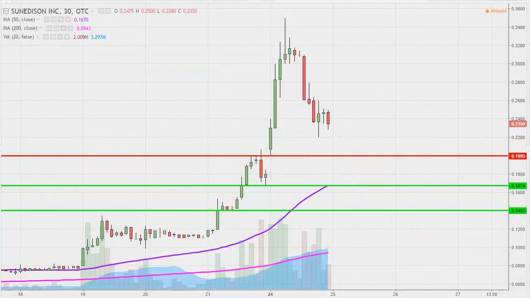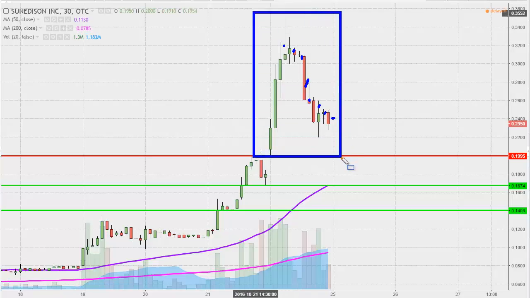Real quick, what do I mean by 30-minute in case maybe you're new to charts? Instead of each one of these candlesticks representing one day's worth of price action, which is what you would normally see, each one represents 30 minutes. So while this may look like a few weeks' worth of time right there, it's actually just today's price action broken down into 30-minute time slices.